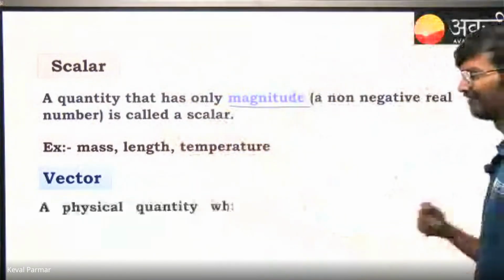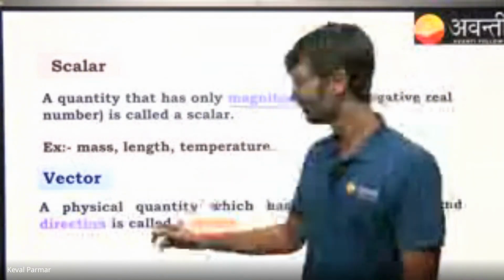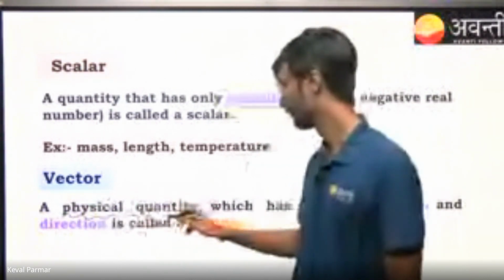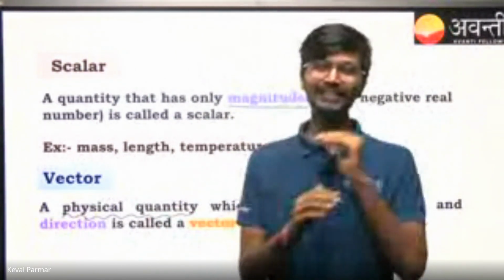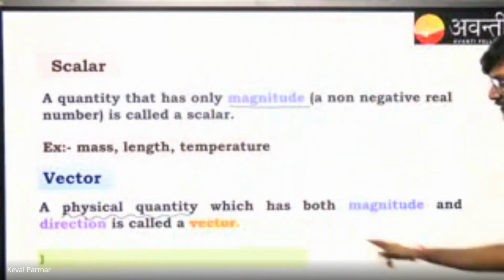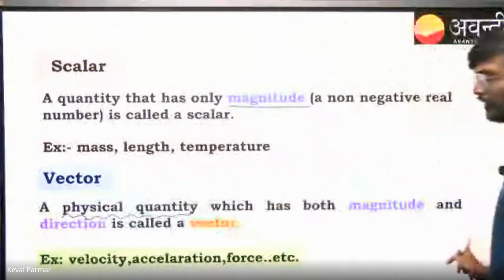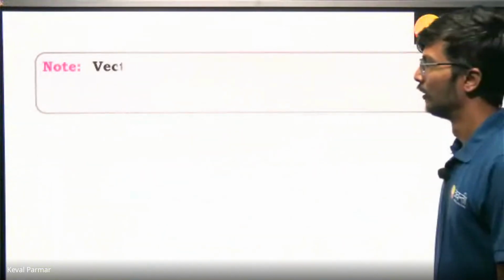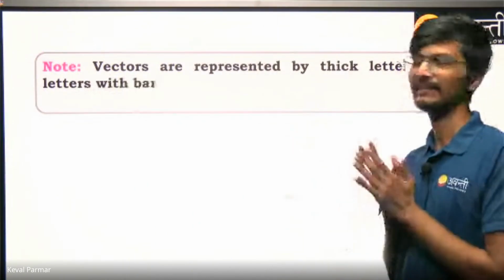What is a vector? A vector has both magnitude and direction. Here, vector is defined as a physical quantity. But remember, in mathematics, we do not use physical quantity. We represent vector geometrically. Now, this is used in physics, such as velocity, acceleration, force, and so on. So, vectors are represented by thick letters. This is a representation of vector.